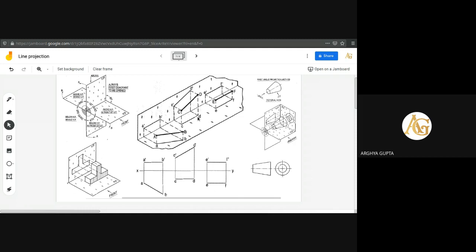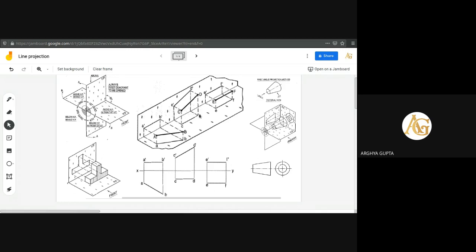But in the second case, the 3D line is parallel to the vertical plane. Why are we saying it is parallel? Because the distances of all the points on the line from the vertical plane are equal. But it is not parallel to the horizontal plane, because the distance of C is different, the distance of D is different. So the 3D line is not parallel to the horizontal plane.